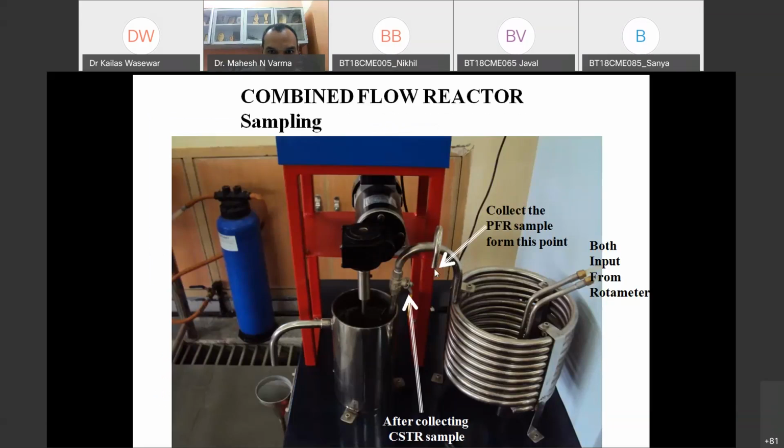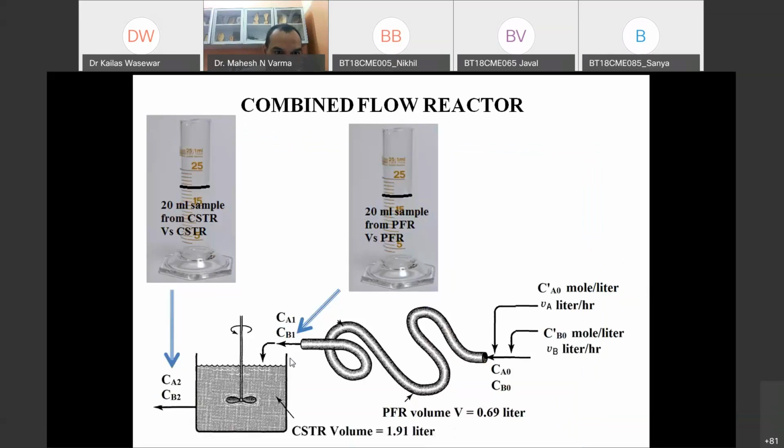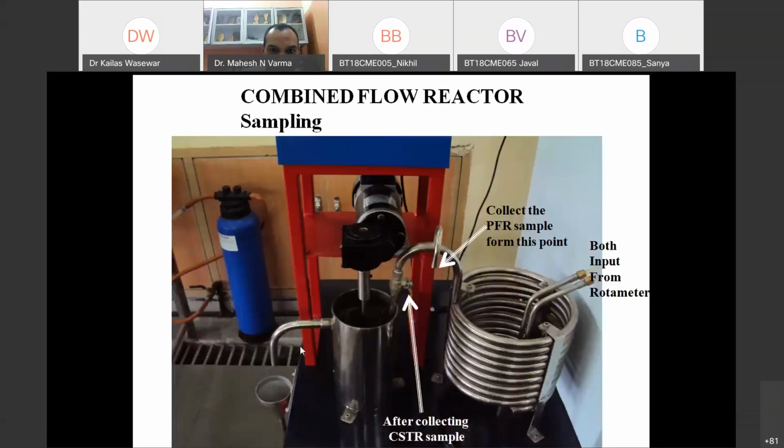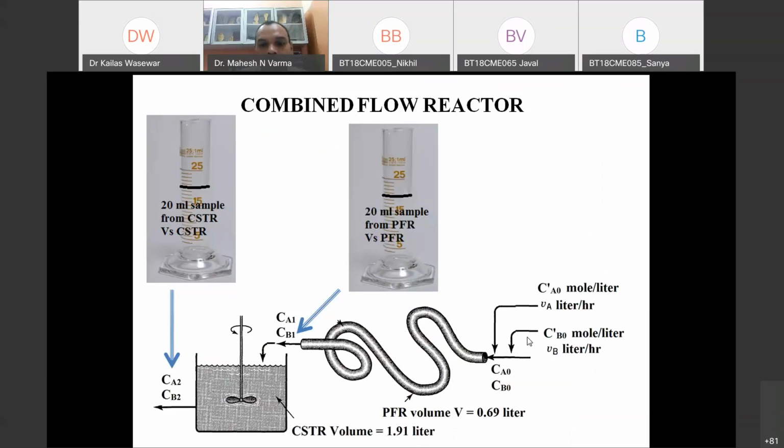So you can see this is one sampling point. This is the PFR sampling point, and this is the CSTR sampling point. These two points are the representation in the experimentation. This is the PFR sampling point and this is the CSTR sampling point. So this data is given to you.